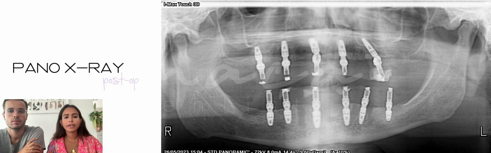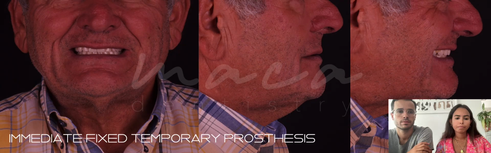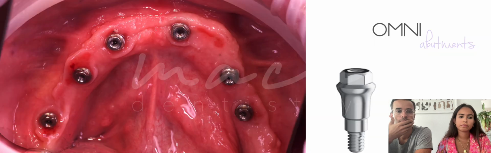This is the panoramic X-ray with both temporary fixed prostheses. Here you can see the intraoral pictures of the patient with the immediate fixed temporary prosthesis and periapical X-rays confirming the adaptation of the lower prosthesis to the OMNI abutments. Here we can appreciate some extraoral photographs of the patient with the provisional prosthesis. Already a big improvement in terms of aesthetics of his smile is noticeable.